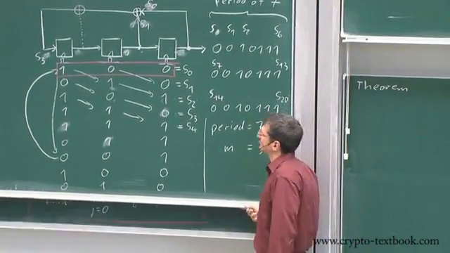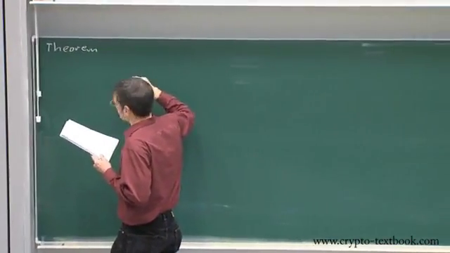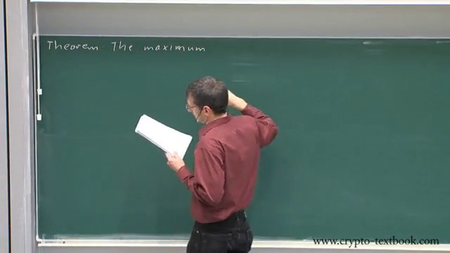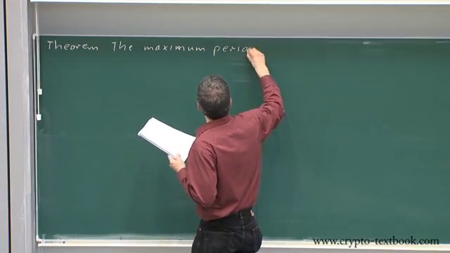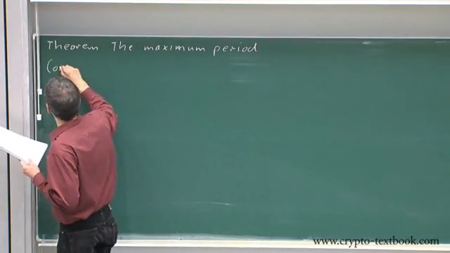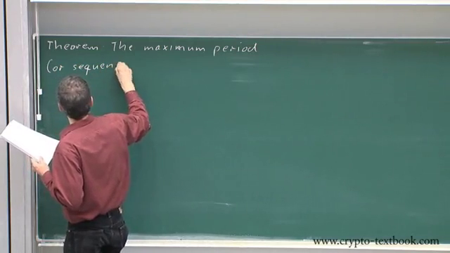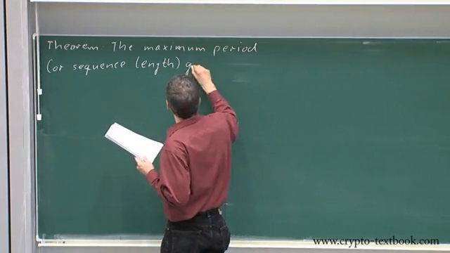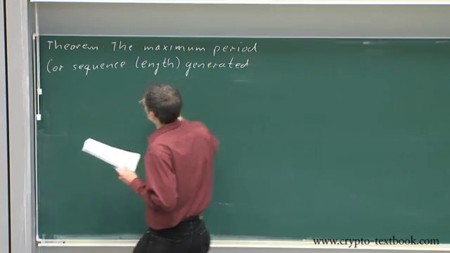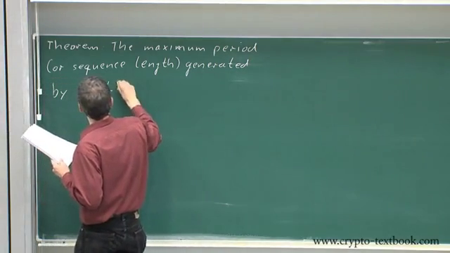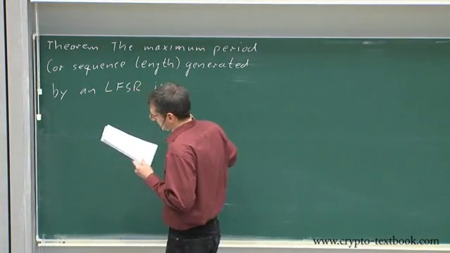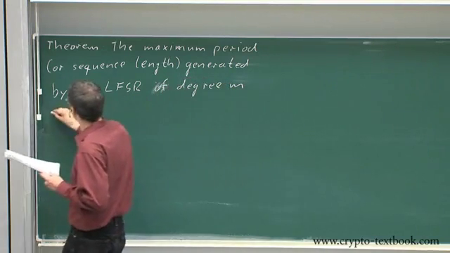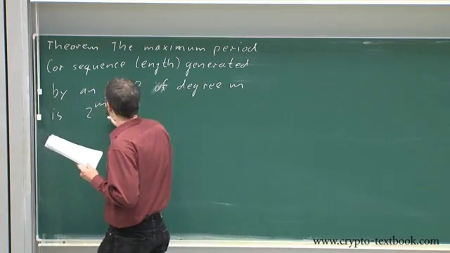And so it turns out in general, theorem: the maximum period, in parentheses, in Klammern, or sequence length, generated by an LFSR of degree m, if you want to be exact, is 2 to the m minus 1.